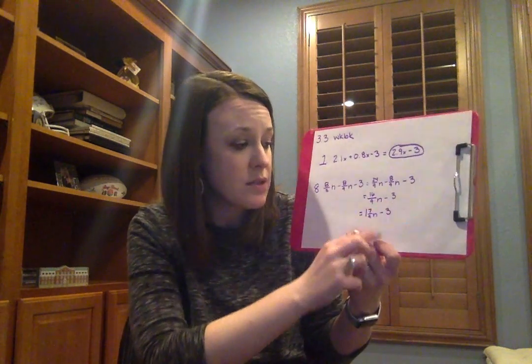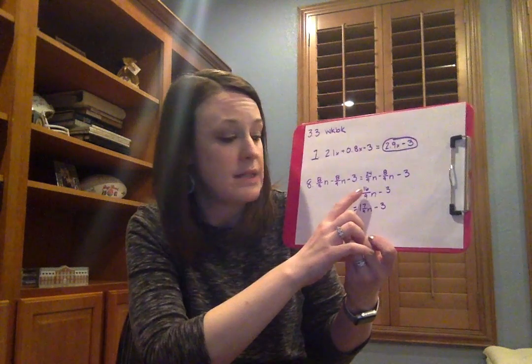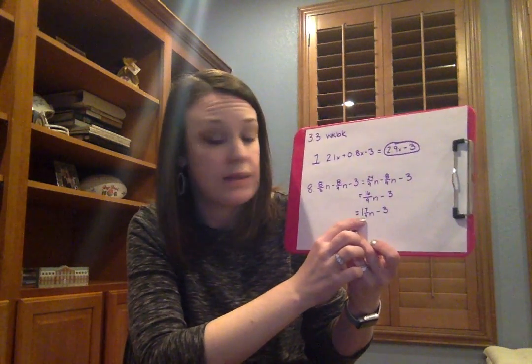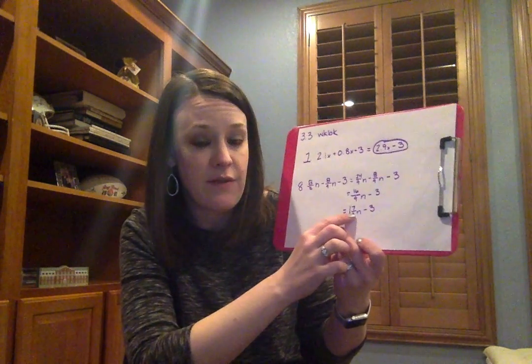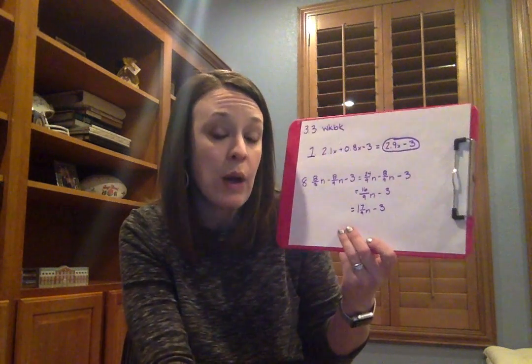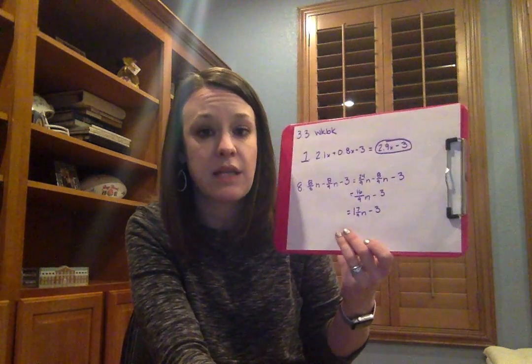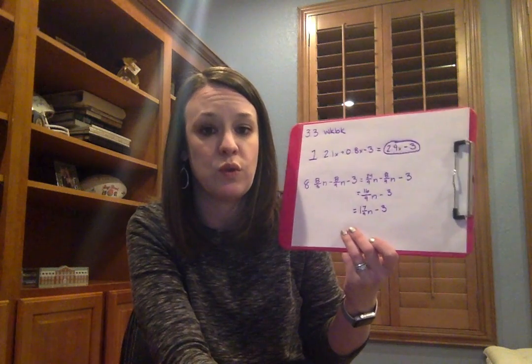16/9 n minus 3. Now because that is an improper fraction, I did go ahead and simplify it into 1 7/9 n minus 3. However, either of those answers would be correct unless it asks you to simplify.